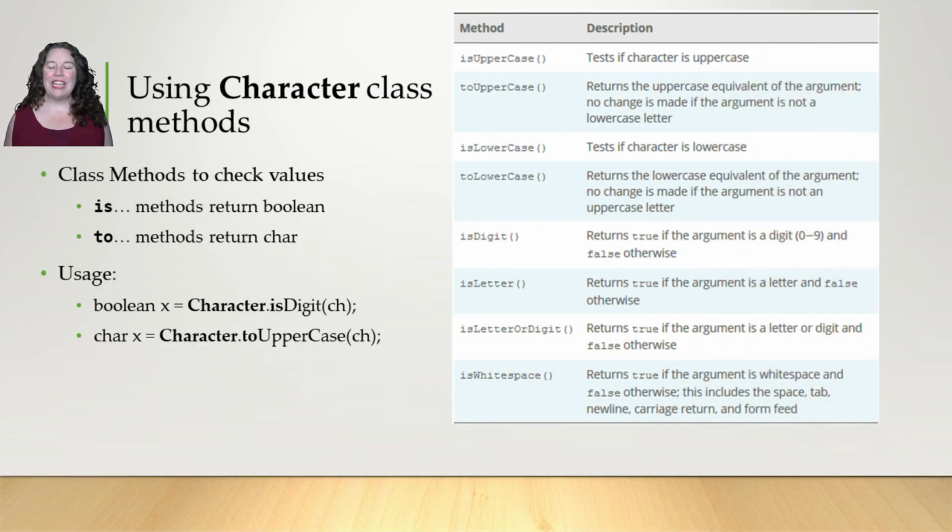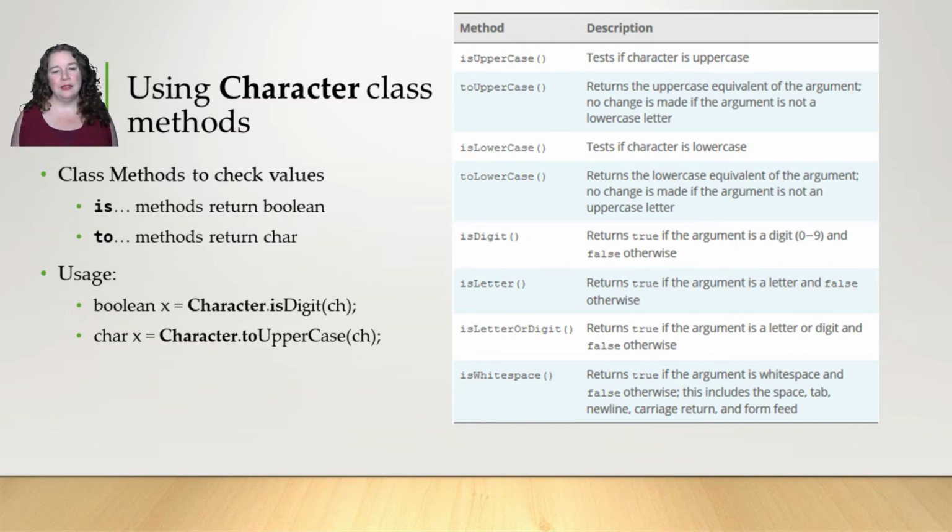So first, the character class. Characters are primitive types, which means you can do manipulation on a singular character. Other things you can do with it using the character class is to use some of the static methods that are available. Remember, you don't have to have an instance of an object to be able to use the static methods. So in this case, we're going to have a couple of different methods that we're going to use.